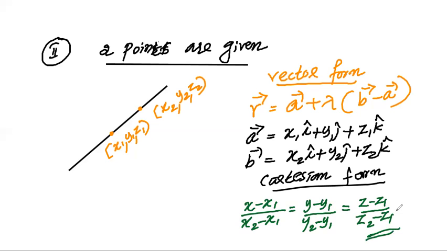So this is the concept of how to find the equation of a line in vector format and Cartesian format if you are given 2 points on that line in 3D. I hope it's clear for you.